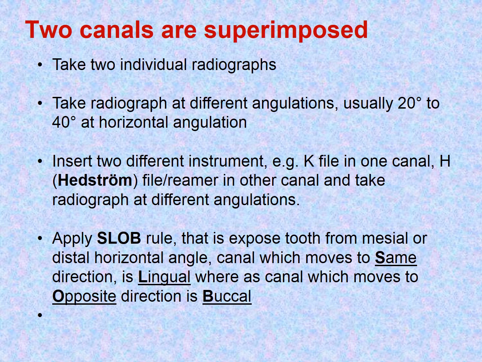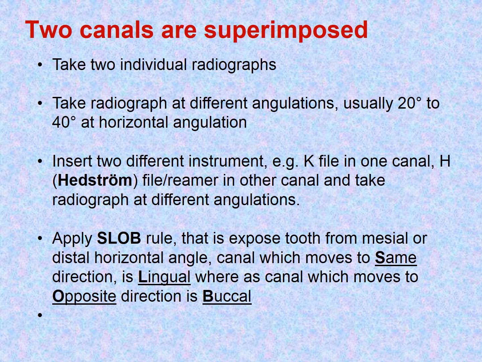When two superimposed canals are present, for example buccal and palatal canals of maxillary premolar, or the mesial canal of the mandibular molar, in this case either we have to take two individual radiographs with instruments placed in each canal, or we take a radiograph at a different angulation, usually 20 to 40 degrees horizontal angulation, or insert two different instruments. For example, one canal with a K file and the other canal with a Hedstrom file or reamer. In this case we distinguish in the radiograph, since the shape of the K file or Hedstrom will differ, so we can see in this canal one file, and in the other canal the second file used.